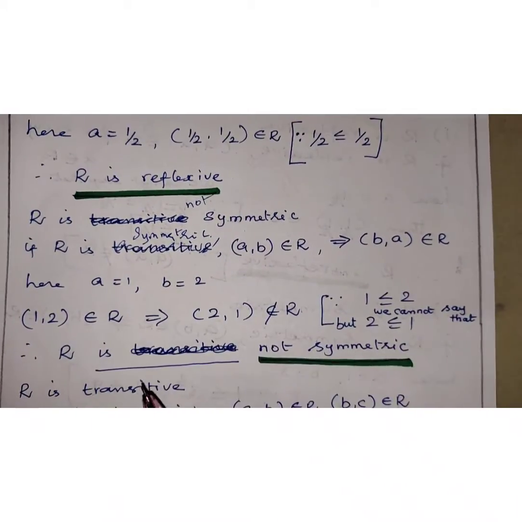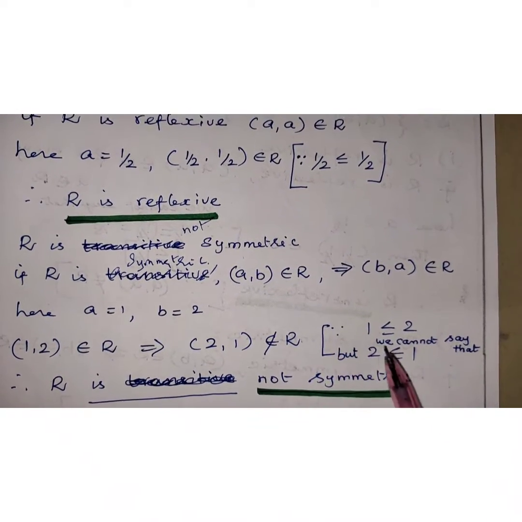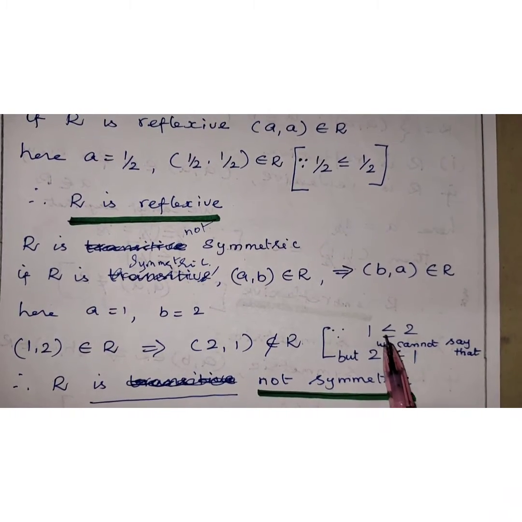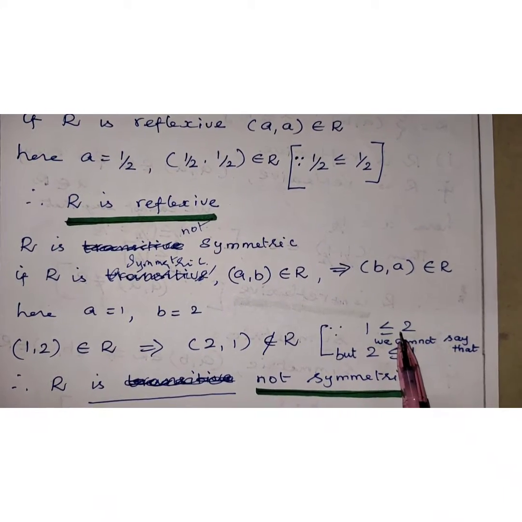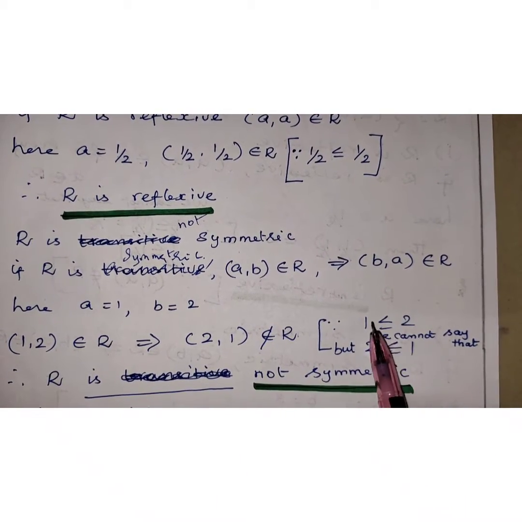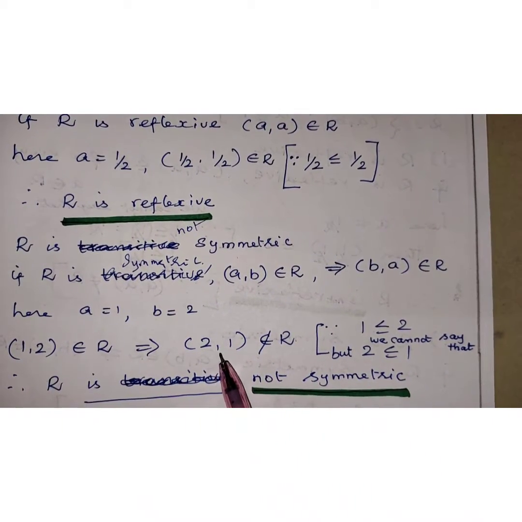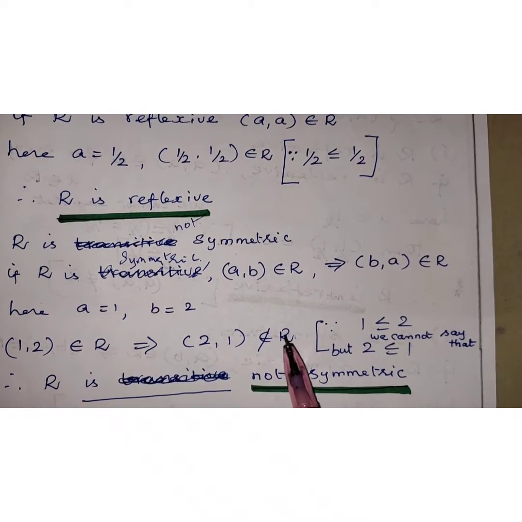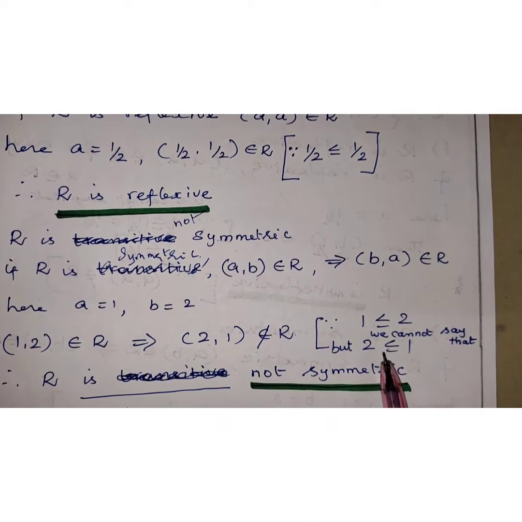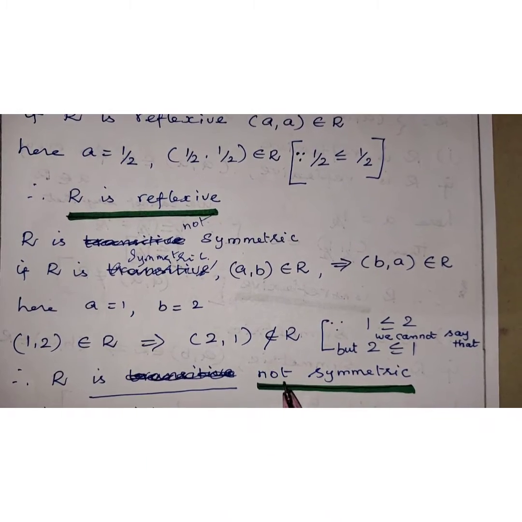Now we take the pair (2, 1). So 1 is less than or equal to 2, but we cannot say that 2 is less than or equal to 1. We understand this concept because (2, 1) does not belong to R, since we cannot say that 2 is less than or equal to 1. Therefore R is not symmetric.